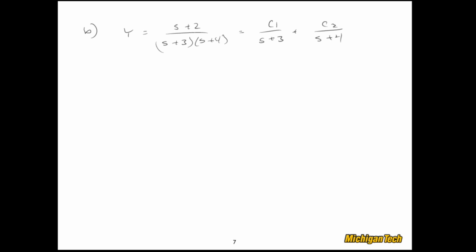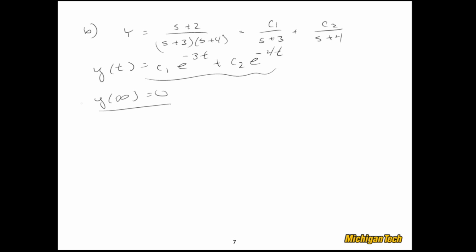And if I now go to the time domain with those two expressions, I'll get y of t is equal to c1 e to the negative 3t plus c2 e to the negative 4t. I don't even have to calculate c1 and c2. I can see clearly that as I let t go to infinity, each one of those terms goes to 0. And so lo and behold, y at infinity is equal to 0. So that's the result we got from simply looking at it in the Laplace domain.